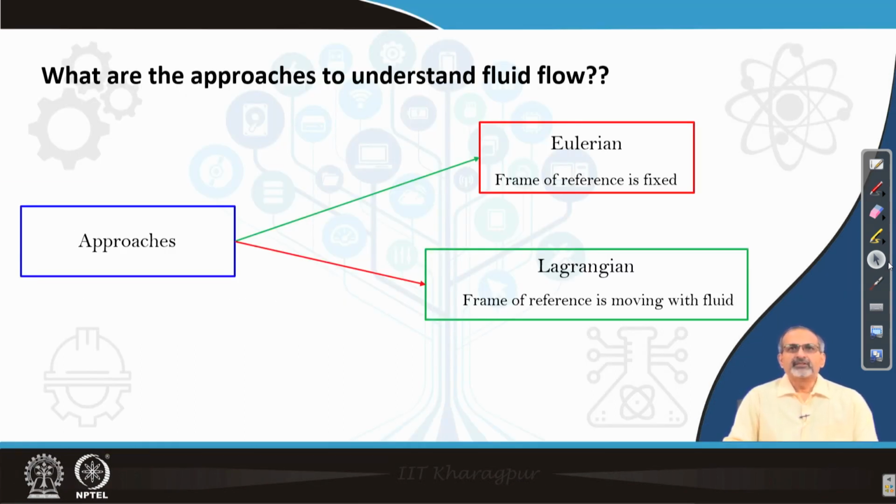So, what are the approaches which are required to understand fluid flows? To begin with, Eulerian, where the frame of reference is fixed, and Lagrangian, where the frame of reference is moving with the fluid. It may be a control volume, it may be an infinitesimal fluid element.